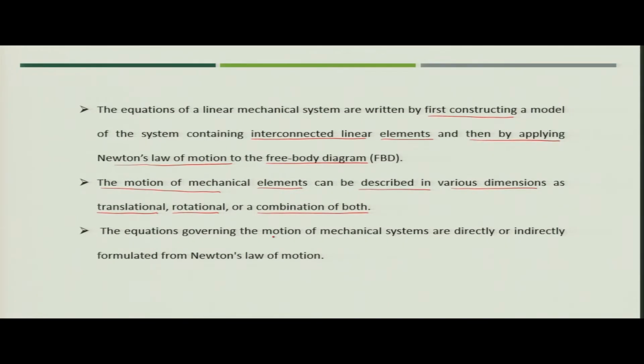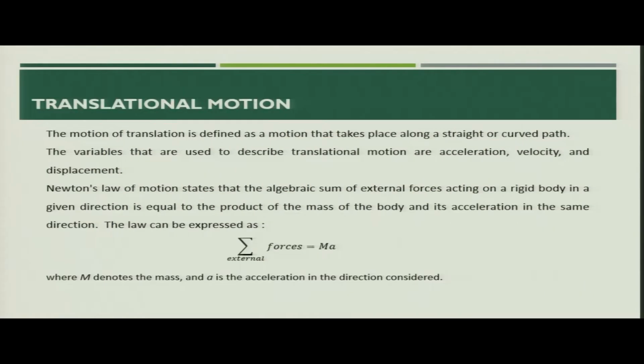The equations governing the motion of mechanical systems are directly or indirectly formulated from Newton's law of motion. So, let us see how we describe it. Translational motion is defined as the motion that takes place along a straight or curved path. The variables that are used to describe translational motion are acceleration, velocity and displacement.